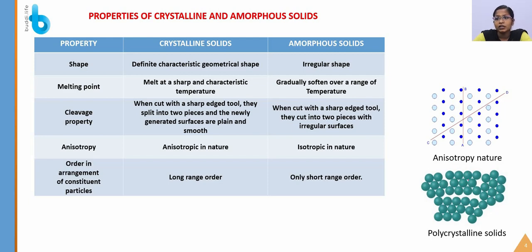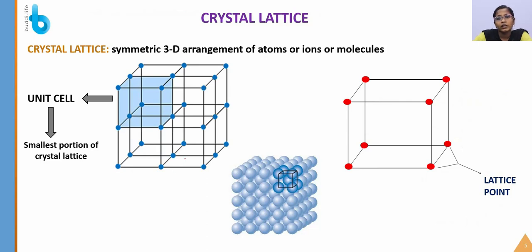Next we will see about the crystal lattice. First of all, what is a crystal lattice? It is a symmetric three-dimensional arrangement of atoms, ions or molecules. In a crystal lattice, you can easily observe that a repeated pattern has been multiplied n number of times. That one particular repeated pattern is the unit cell. So what is a unit cell? It is the smallest portion of a crystal lattice. Multiple unit cells make a crystal lattice.